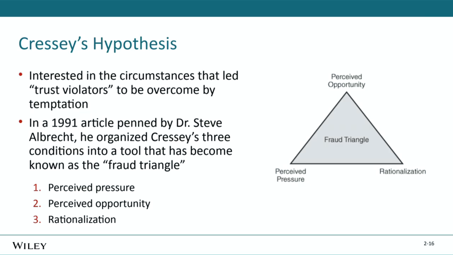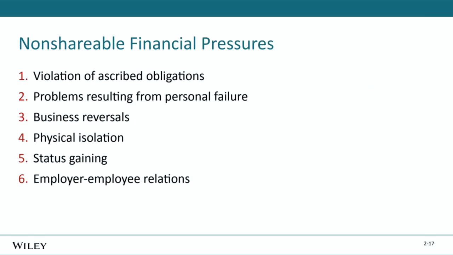One of the things they found, again going to that perceived pressure idea, is that the fraudster has some non-shareable financial pressure. Something's going on. They're not sharing, if you will. They're not telling other people about it. Maybe they're embarrassed by it. Maybe they think it might hurt their career path and such. Perhaps a violation of an ascribed obligation, such as having to pay off their bookie.